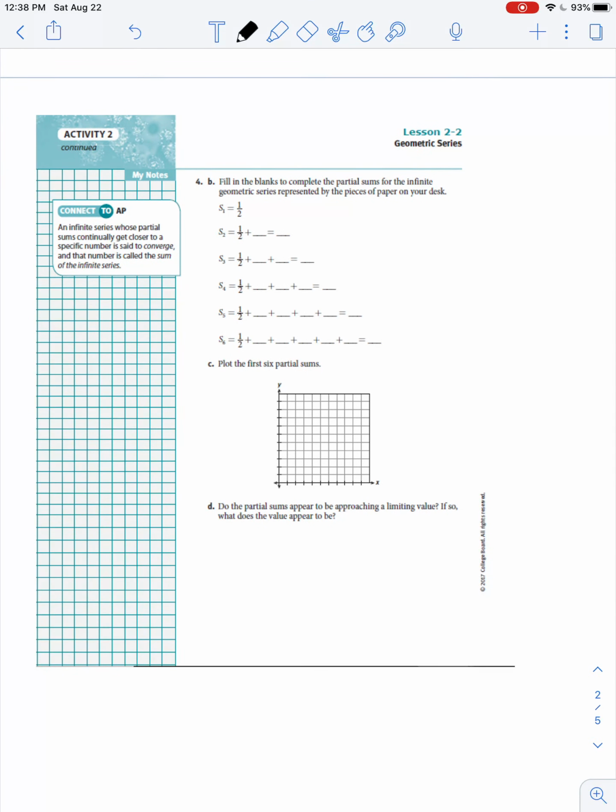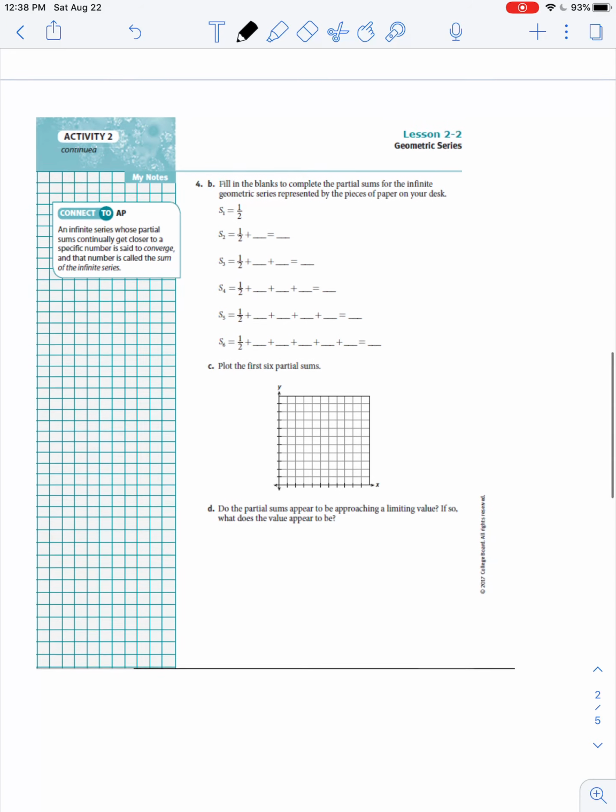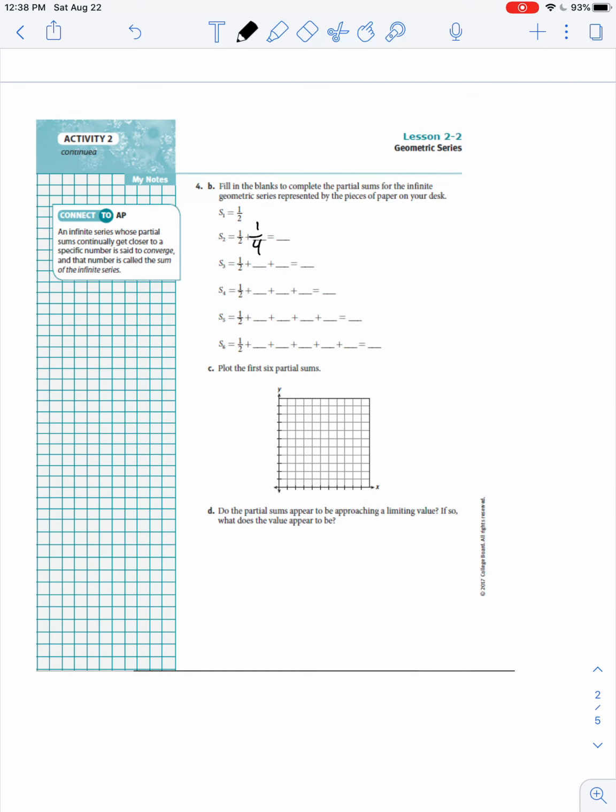When you get to question number 4, we can think about this now in terms of fractions and in terms of sums. Like S sub 1, that was that 1/2. That was the first sum. Then we tore the paper again, and so then it was 1/2 plus 1/4. When we add those together, we actually get 3/4. So kind of getting back closer to that whole.